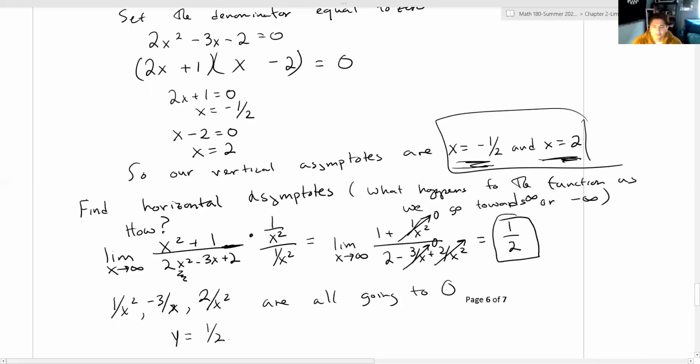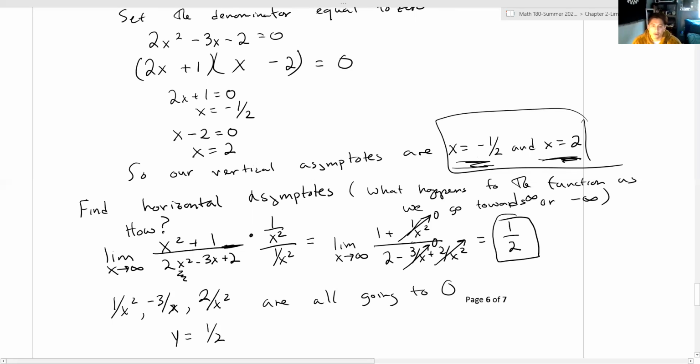Professor, why did you send them all to 0? You have to. Basically, if they don't go to 0, then they're going to go to infinity. They're going to do one or the other. If one of them goes to infinity, we've got to figure out if it's on the top or the bottom. If it's in the numerator and it goes to infinity, the whole thing's going to explode and go to infinity. If it's in the denominator, then it's going to go down to 0. You follow me?